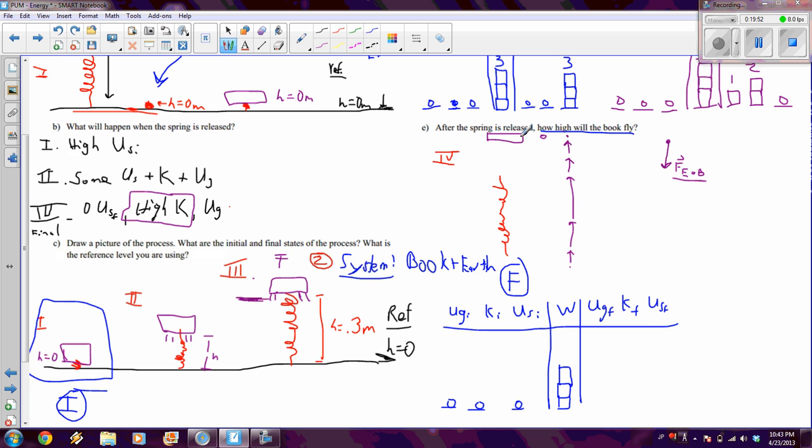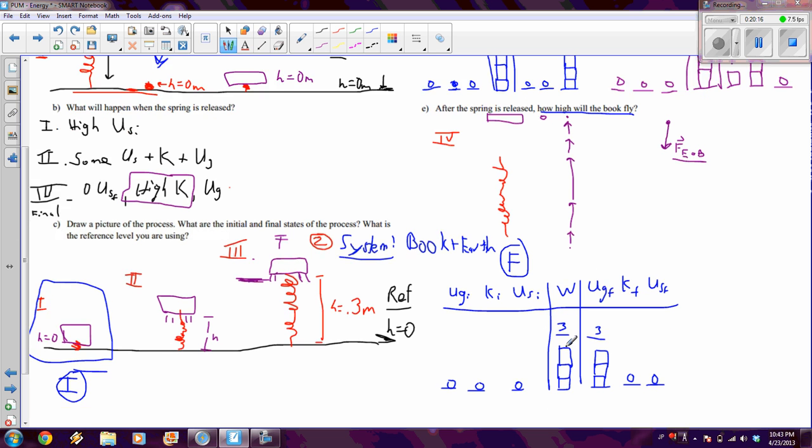So we said that it's going to be at rest here. It's not moving, so we have no kinetic energy now, and we have no elastic potential energy. So that means all of our work has to be converted into gravitational potential energy. So 3 bars here, 3 bars here. We're consistent with our pictures. We're consistent with the conservation of energy. All looks great. So let's find out how high the book will actually fly.